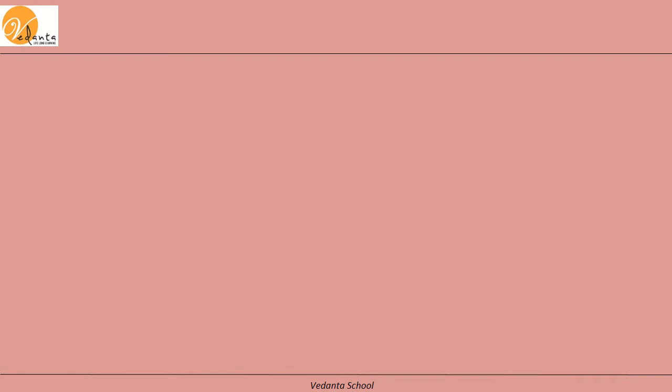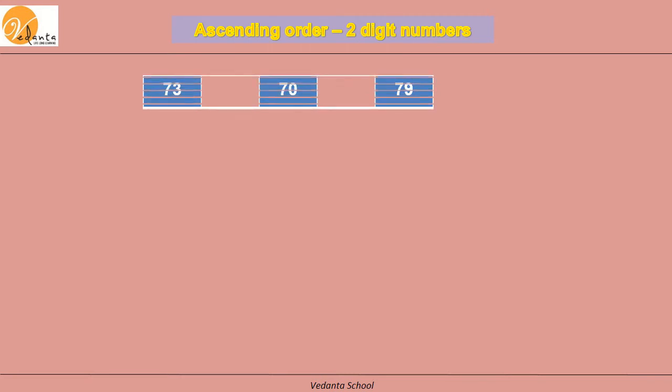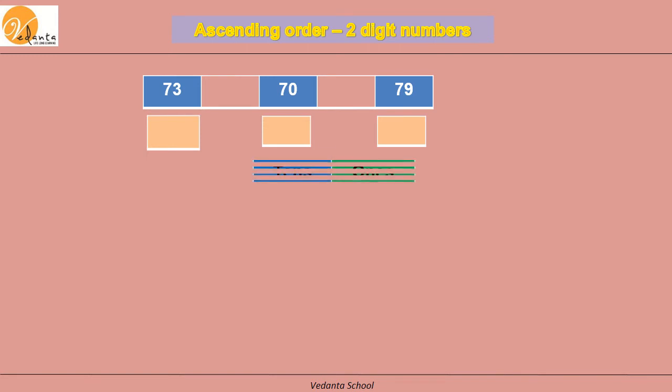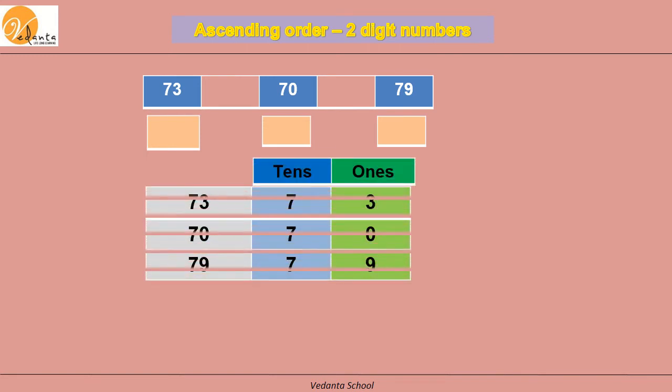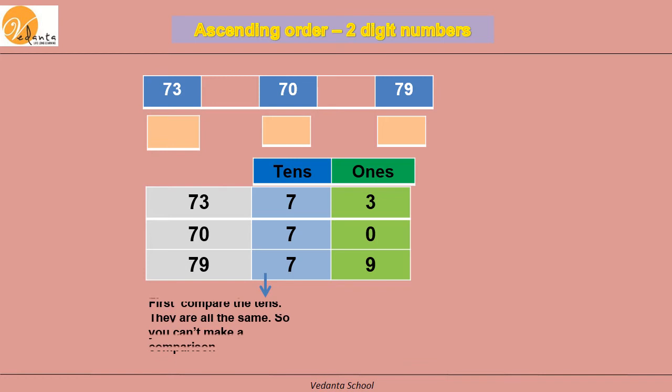Now let us see another example. What are the numbers here? 73, 70, 79. You will be writing that in this place provided. And the first step is same as before. You'll put them in a column. So what will we do first? We have to compare the highest place value, which is the tens here. Can you make a comparison?